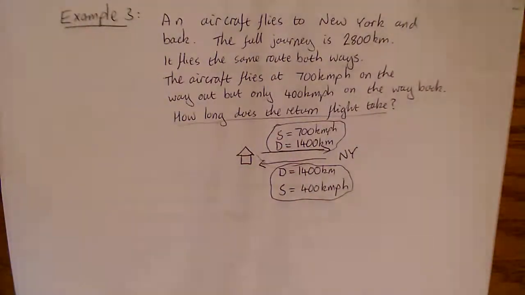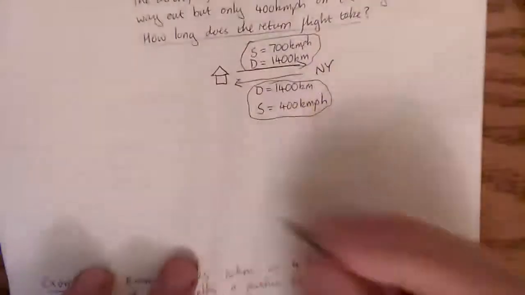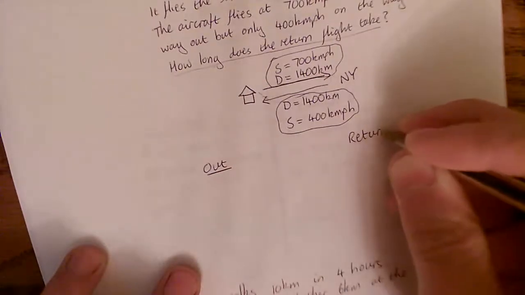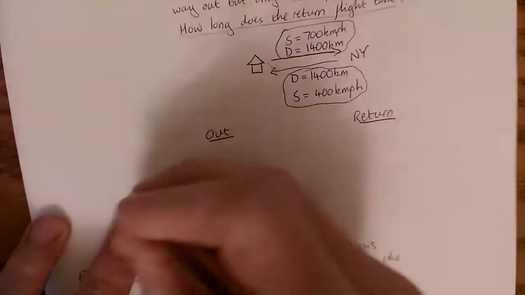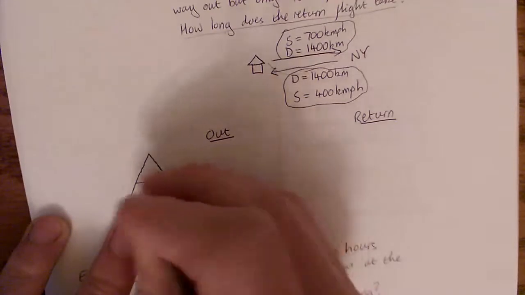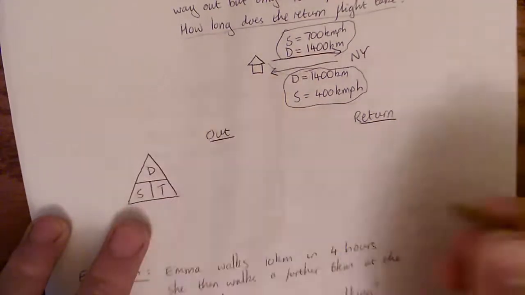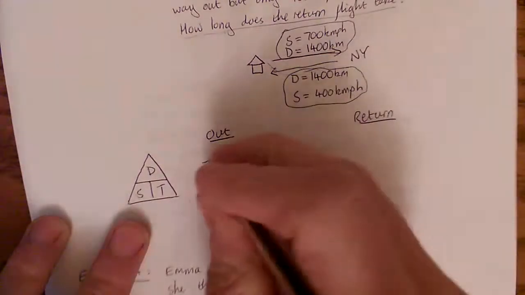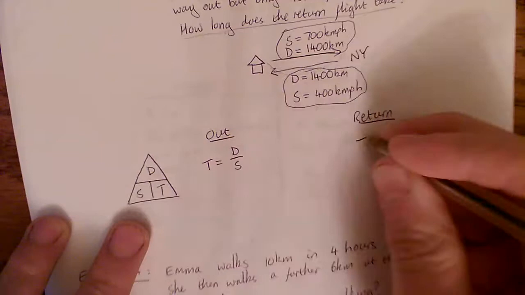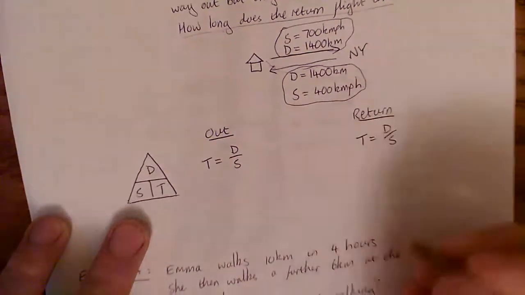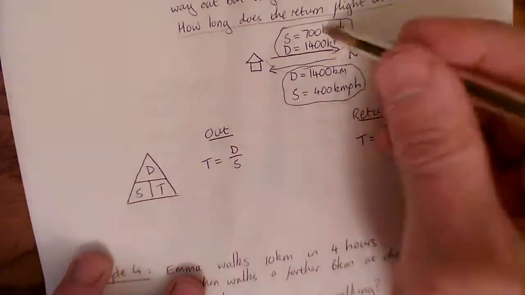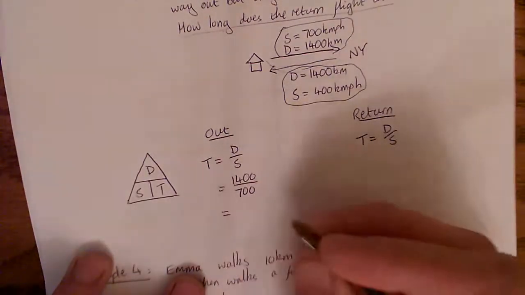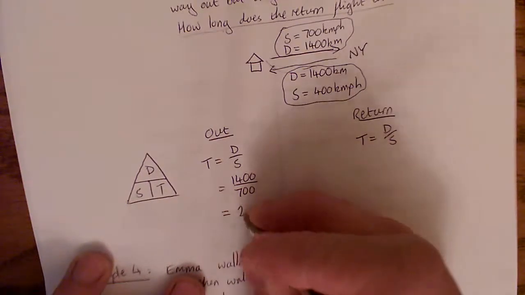So we now have our setup. We know the information that we're starting with. So we're going to have two sections. We're going to have out, and we're going to have return. And for both of them, we're going to need to look at our speed, distance, time triangle, and we're looking for what time it takes, so that is distance over speed. So we have T equals D over S for both, because we're looking for time. This information, let's put it in. We've got 1,400 over 700. That gives us 2 hours.